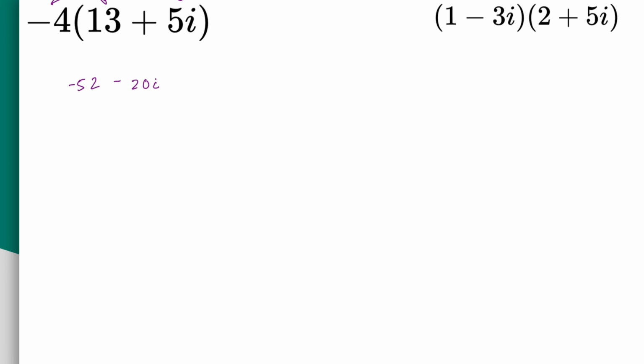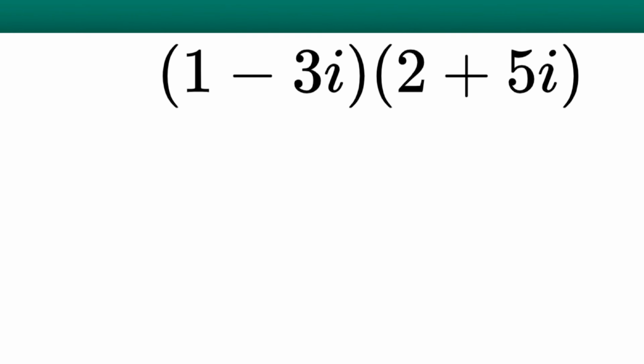Now, this next one is what brings us back to FOIL, right? We have a binomial times a binomial. We need to make sure we multiply everything, just like we would if those i's were x's, and that's kind of how you should treat them, okay? You should treat them like any old variable until you get to having an i squared, an i cubed, and you have to deal with it. So let's look at this.